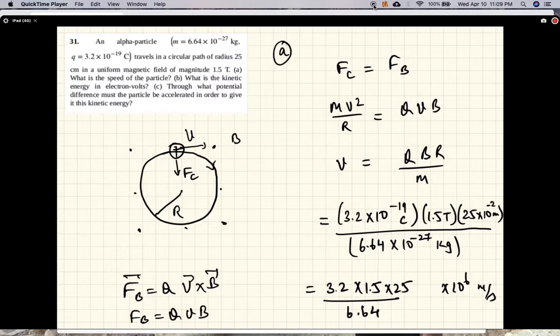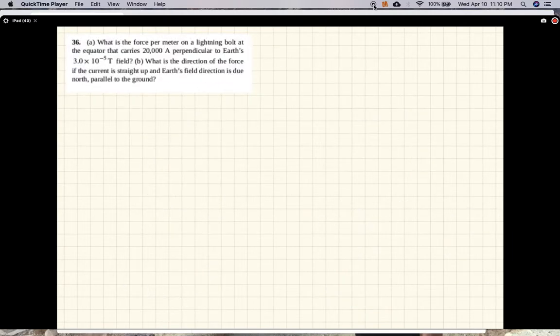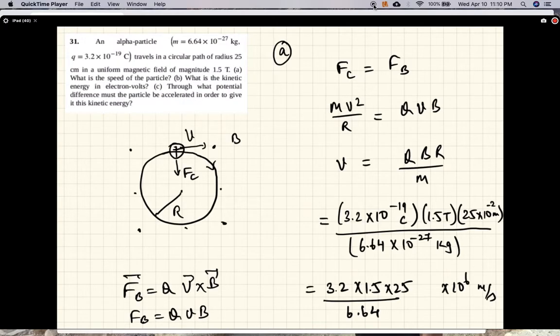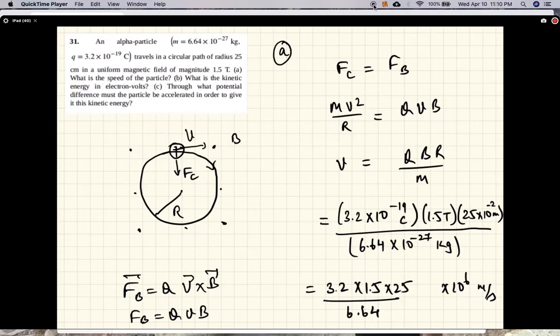Okay, so the velocity works out to 1.8 times 10 to the power 7 meters per second. That's the velocity of the alpha particle.